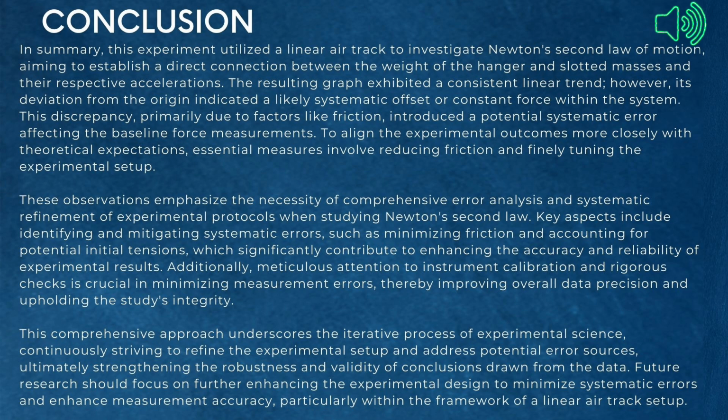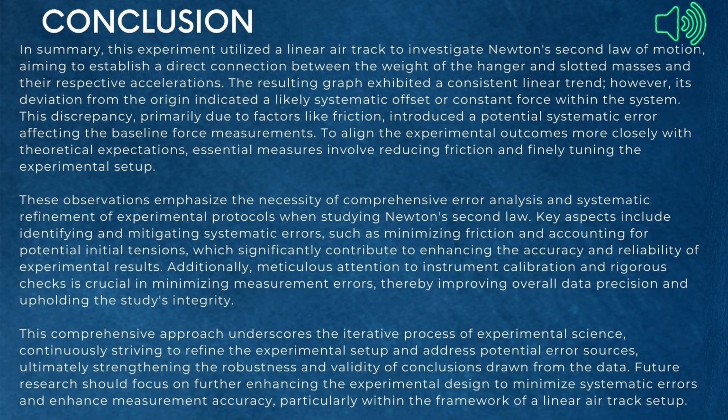The resulting graph exhibited a consistent linear trend. However, its deviation from the origin indicated a likely systematic offset or constant force within the system. This discrepancy, primarily due to factors like friction, introduced a potential systematic error affecting the baseline force measurements. To align the experimental outcomes more closely with theoretical expectation, essential measures involve reducing friction and fine-tuning the experimental setup.